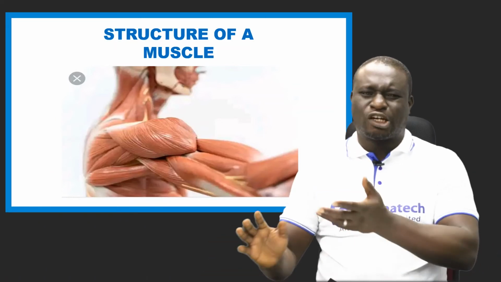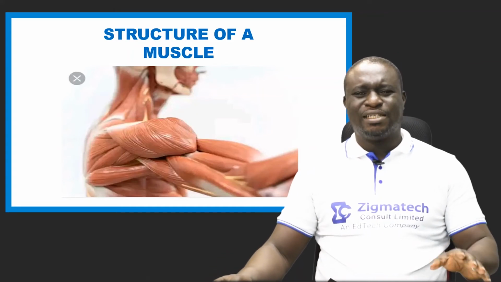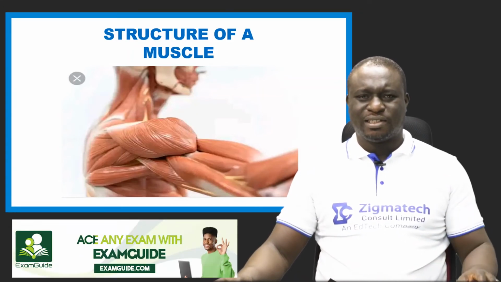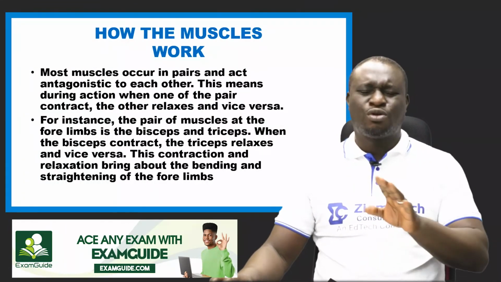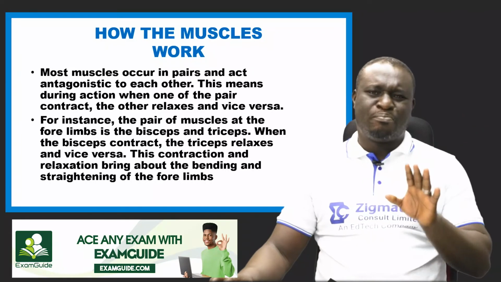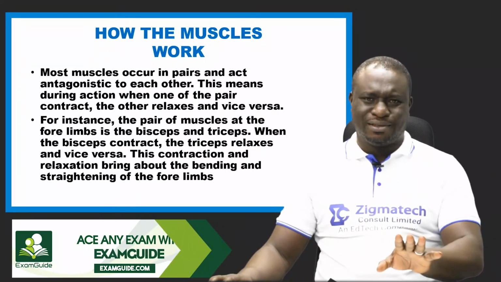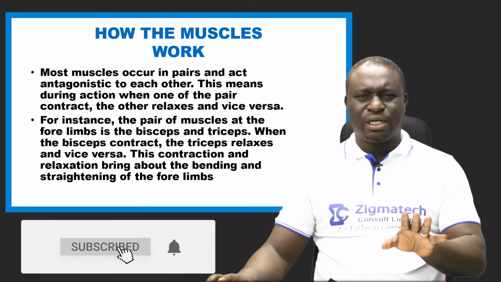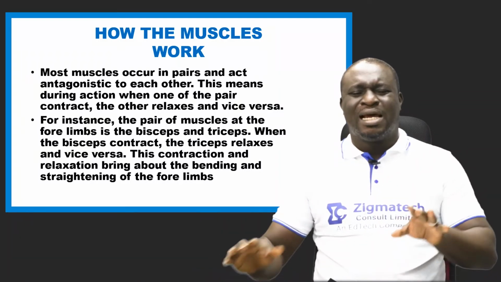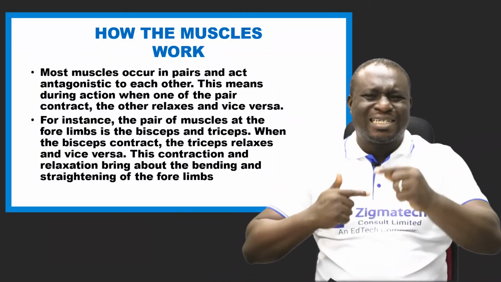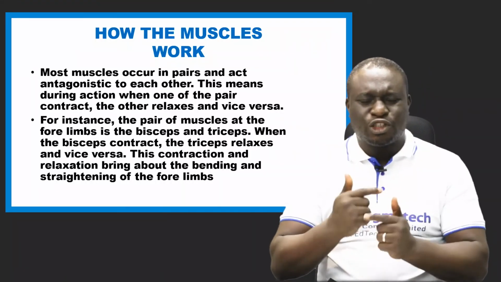Now, take a look at the structure of muscles. That is a muscle. It covers the bones. It covers the skeleton and aids movement in the skeleton. Now, let's look at how the muscles work. It is important to understand that muscles occur in pairs. Muscles in the body occur in pairs. And though they occur in pairs, they act antagonistic to each other.